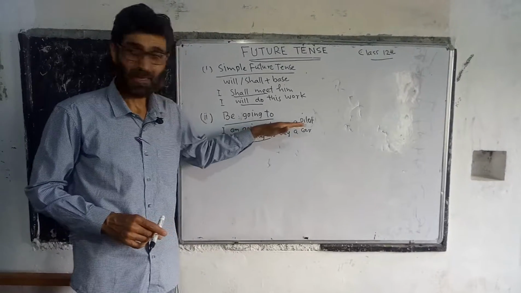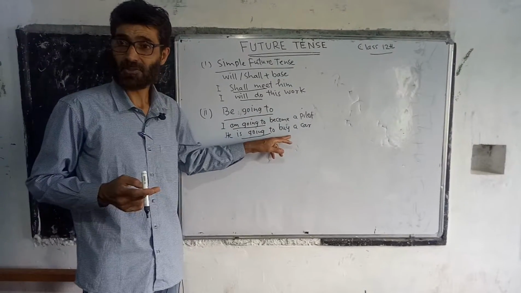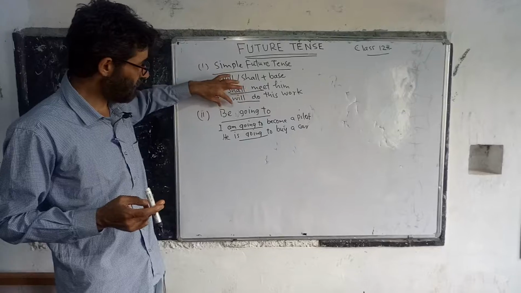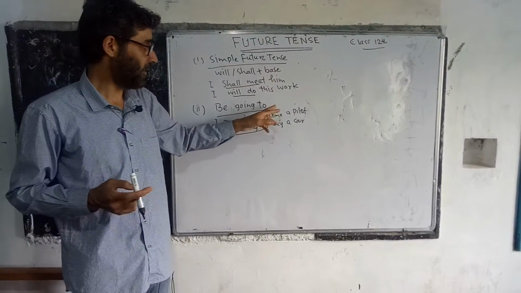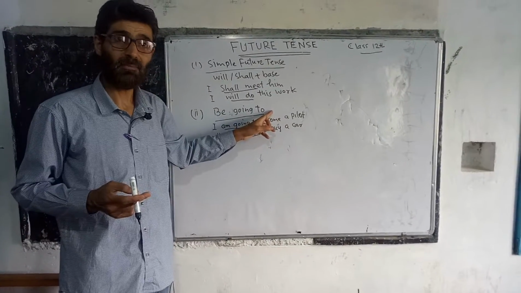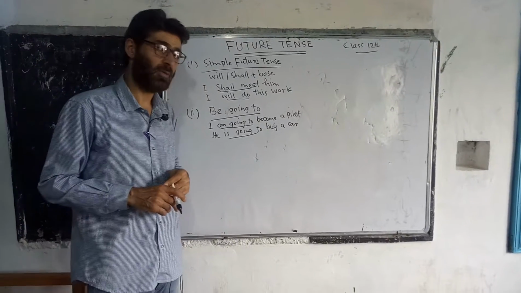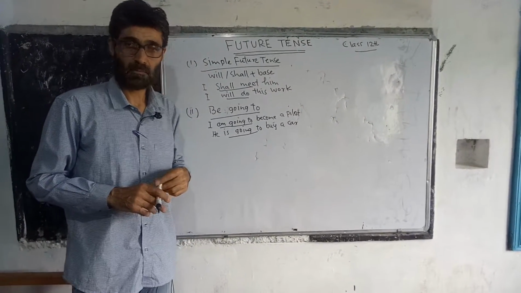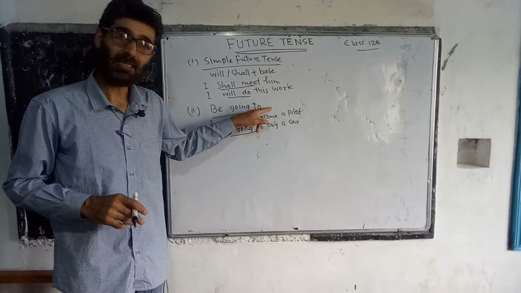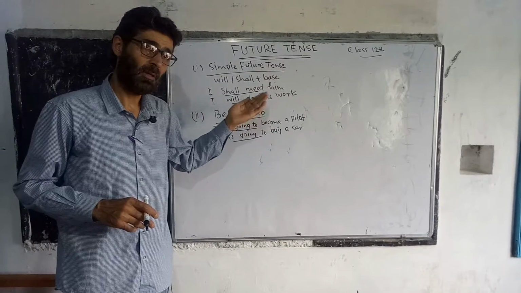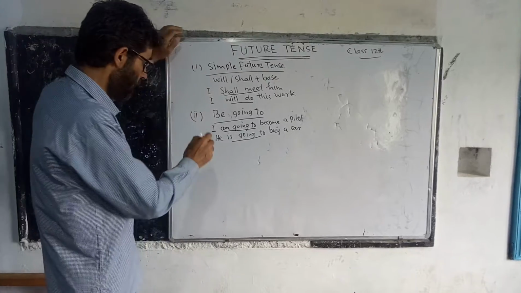I am going to become a pilot. So I have decided to become a pilot. He is going to buy a car. He has decided to buy a car. So we use this structure, be going to, to express simple future when we have taken some decision or it expresses our intention. We already intended or decided to do something, but the action will take place in future. Okay.